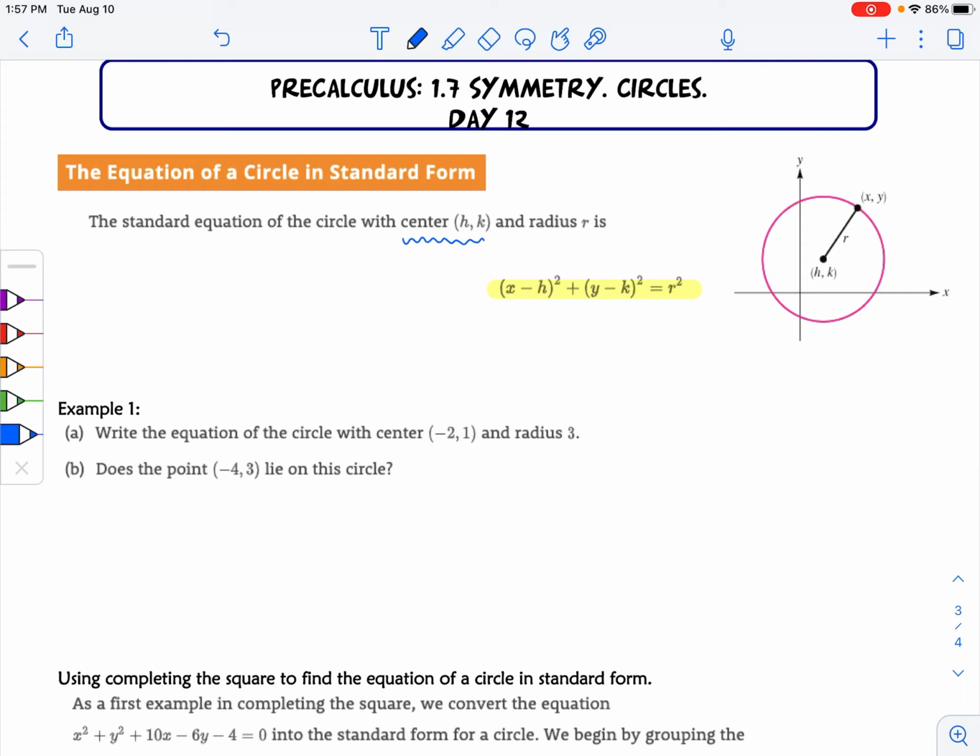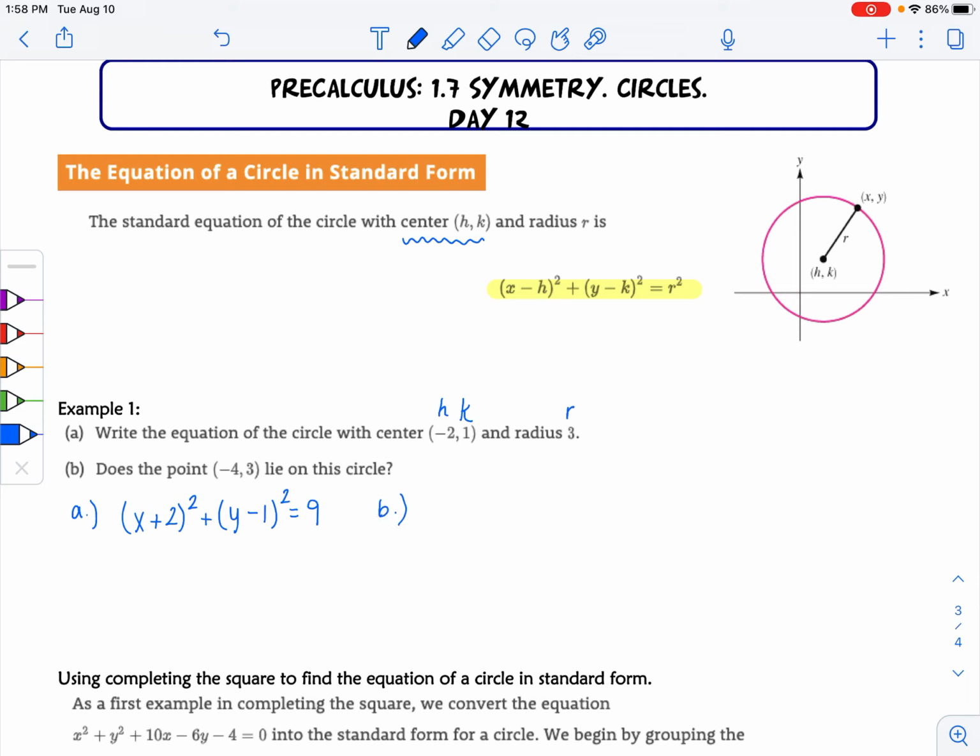So example 1, let's write the equation of the circle with that center and radius. So the center, remember we can call it (h, k), and the radius is r. Well, plug into that equation, x minus negative h, plus the y minus k, equals the radius squared. So 3 squared is 9. And there's your first equation.